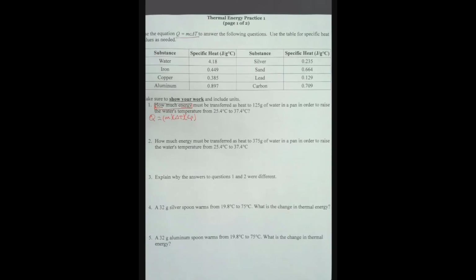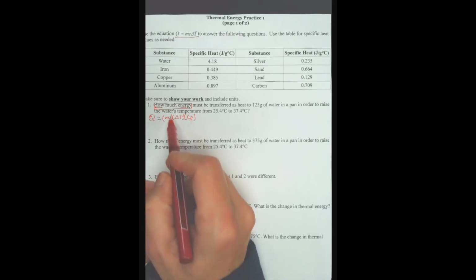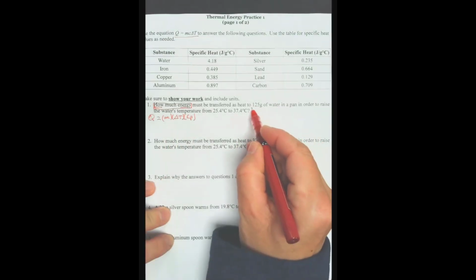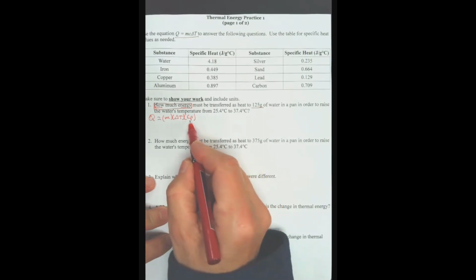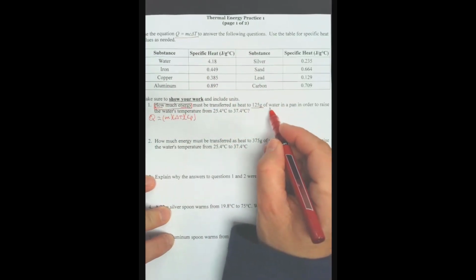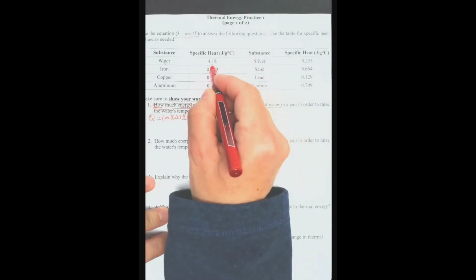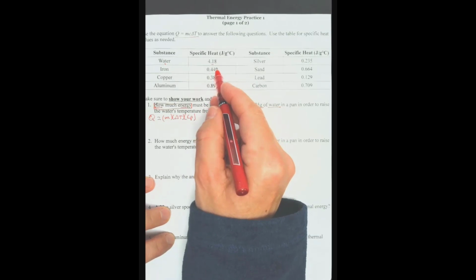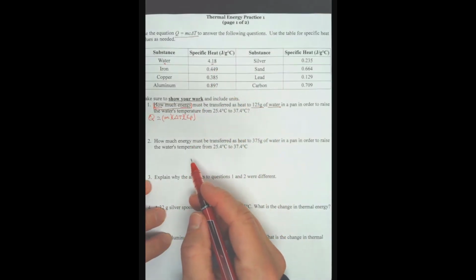Now, our next order of business is that we have to go through and figure out, do we have every number we need in order to fill in this equation? So let's see. Do we have the mass? Yep, here it is, 125 grams. Do we have the specific heat? Well, it's not listed in the problem at all, but it is up here in this table. And specifically, it says right here we're dealing with water. So I know that I'm going to be looking for water. There's the specific heat right there, 4.18 joules over grams degrees Celsius.